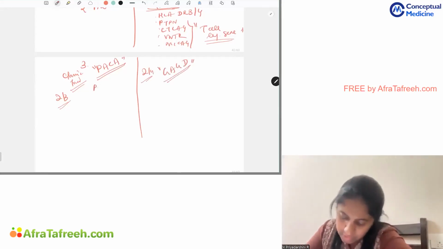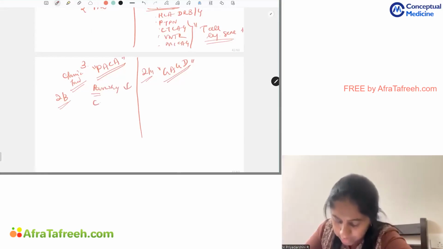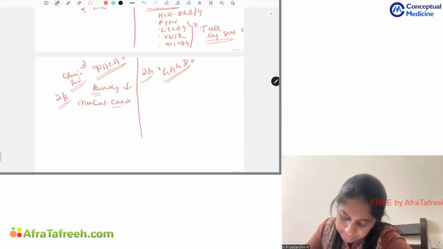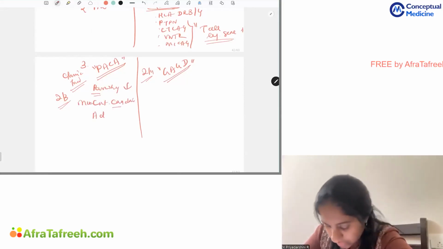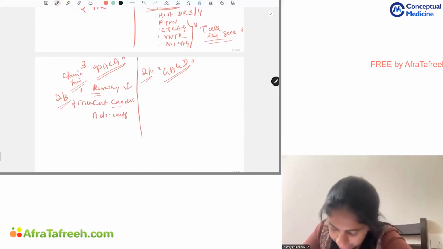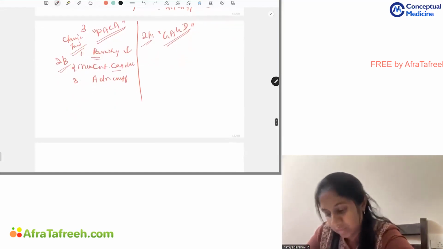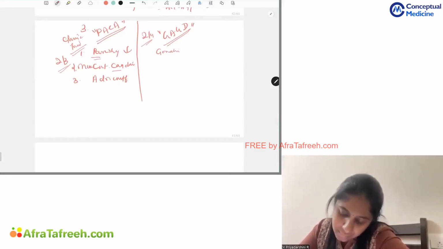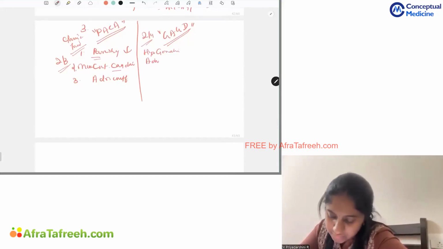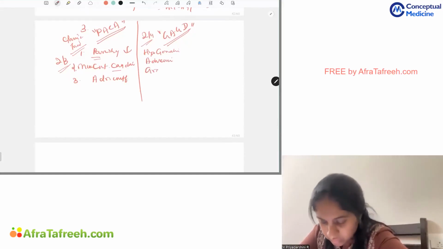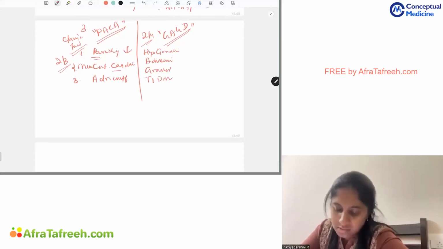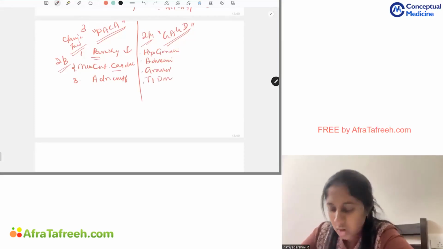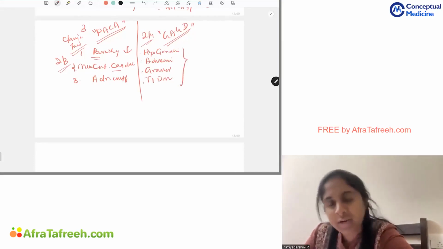So PACA is P for hypoparathyroidism, C for cutaneous or mucocutaneous candidiasis, and A for adrenal insufficiency. These are all the classical things for APS1. Here you will have to remember G for hypogonadism, A for adrenal insufficiency, G for Graves, and D for type 1 diabetes mellitus. Okay, so out of these four, at least two should be positive to call it APS2.